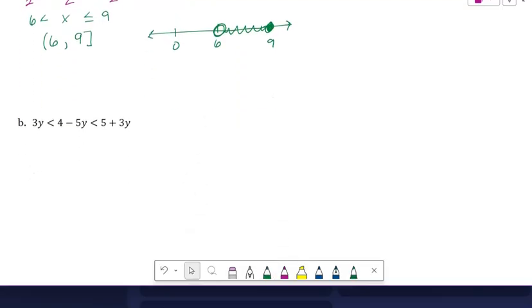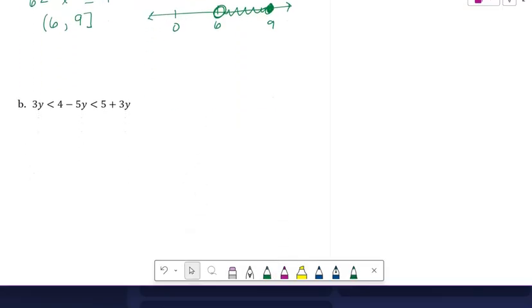All right, let's look at example B. In example B, I've got variables in all three of the locations in between the inequality signs. So what I want to do is move them all into the middle. So I am going to start by subtracting 3y everywhere. I want to get the variable into the center. So this will give me 0 less than 4 minus 8y, and then I'll have less than 5.